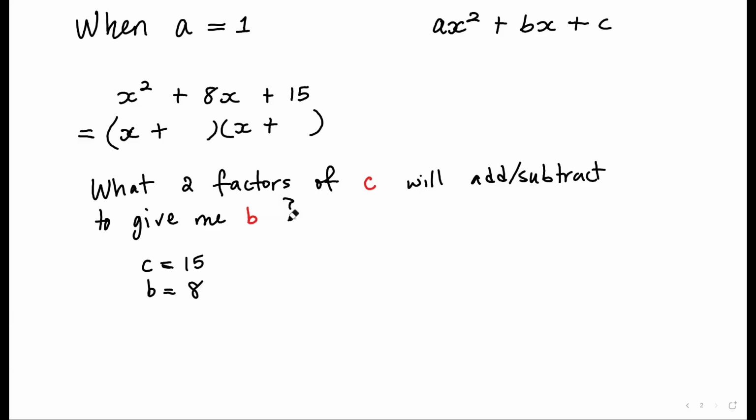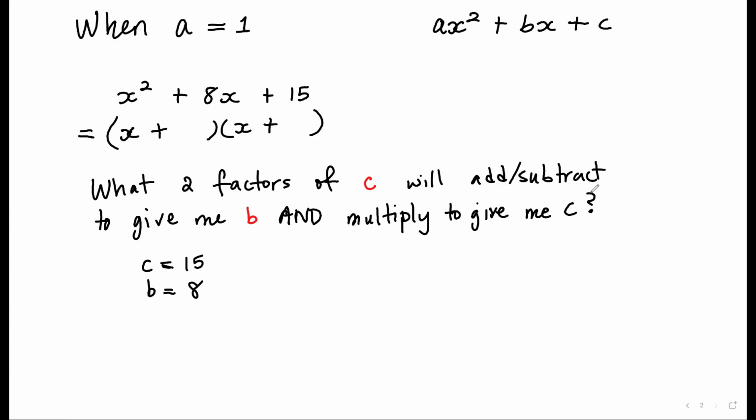And the question wasn't done there actually. At the same time, they multiply to give me back c, right? So the two factors wouldn't just be two random factors. The two factors have to add or subtract to give me b, and at the same time, multiply to give me c. That's the question that you're going to be asking yourself.